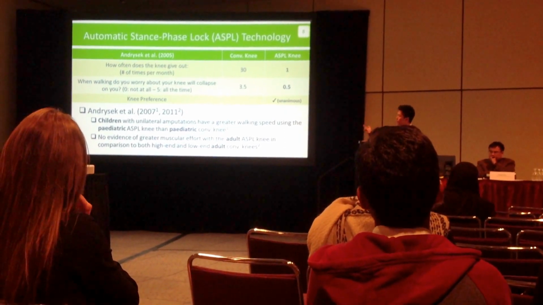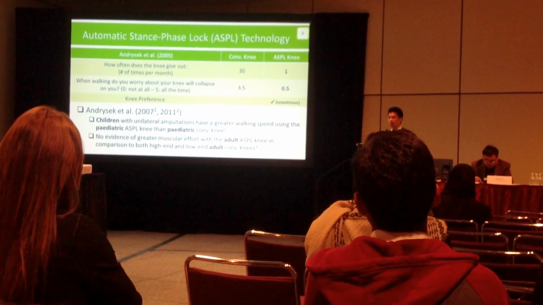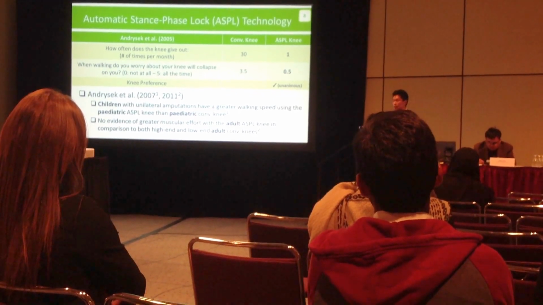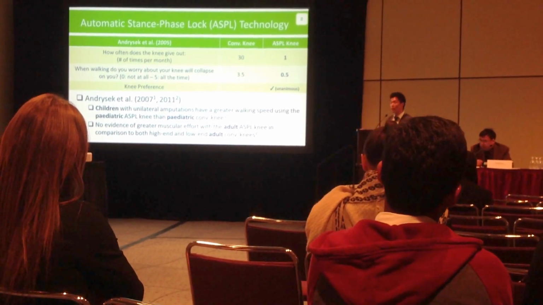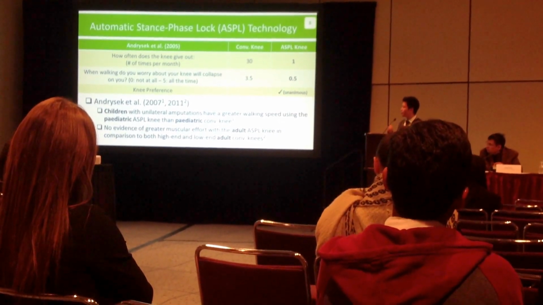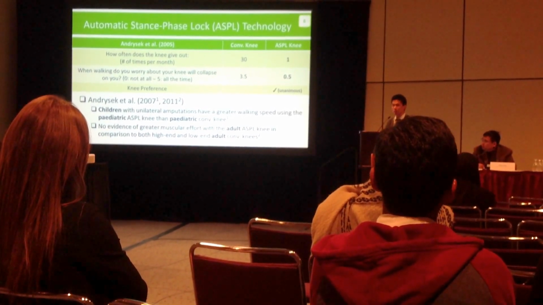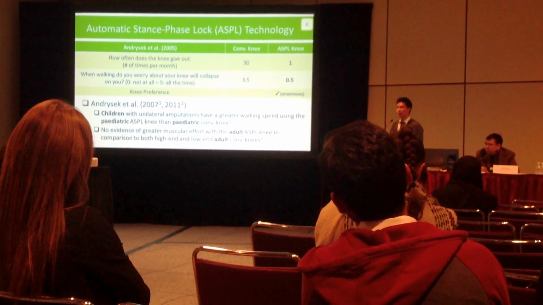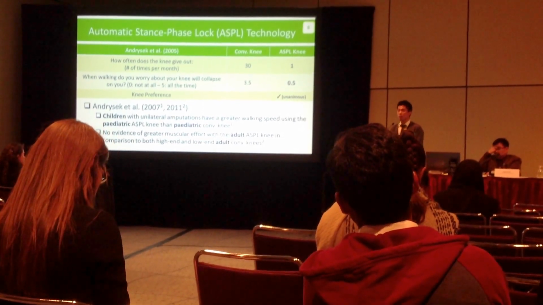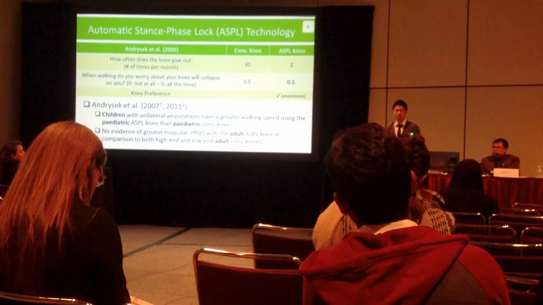And the studies in 2007-2011 both indicated that participants with a unilateral amputation generally have a greater walking speed using the ASPL knee than their conventional knee, without providing a greater muscular effort, which means it doesn't increase the energy expenditure. So these things prove that the design can address the problem of fear of falling or the problem of feelings of instability. At the same time, it's also proved that it's stable and highly functional.